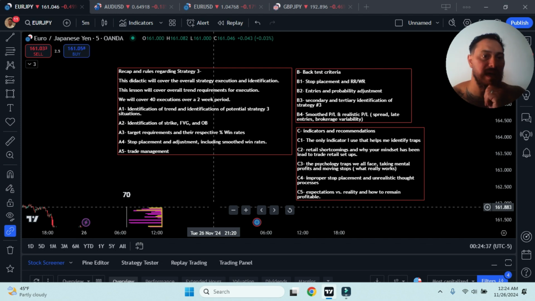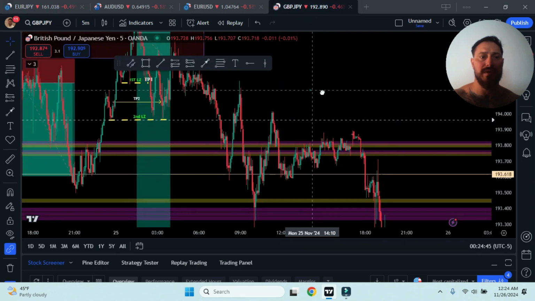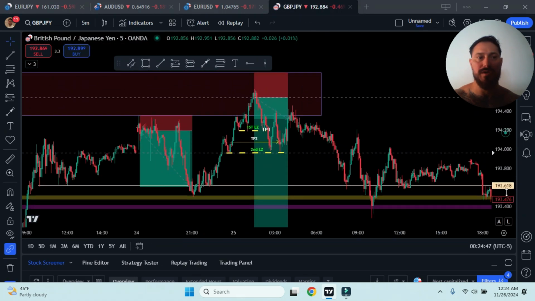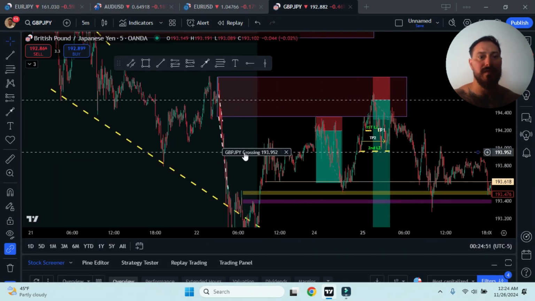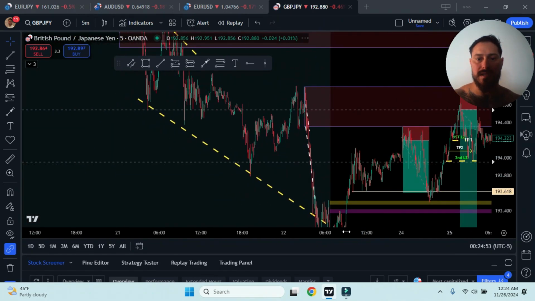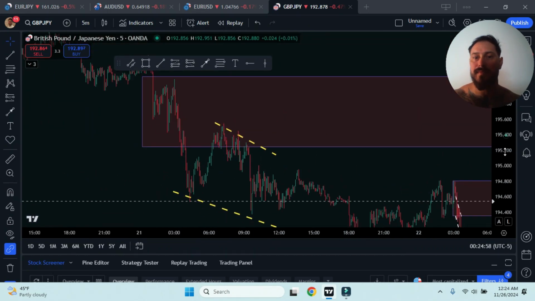So let's start with A, identification of the trend and identification of potential Strategy 3 situations. Identification of the trend will go into GBP/USD, and I will show you the trades that I took and how to identify them. So first I want to look for variabilities. I will use this one because it's a clear setup.